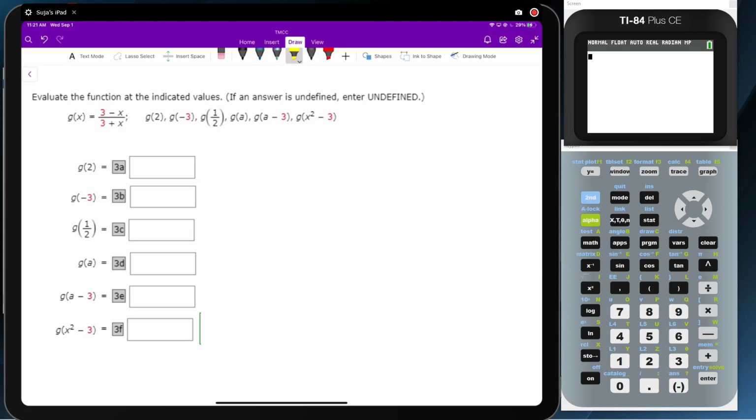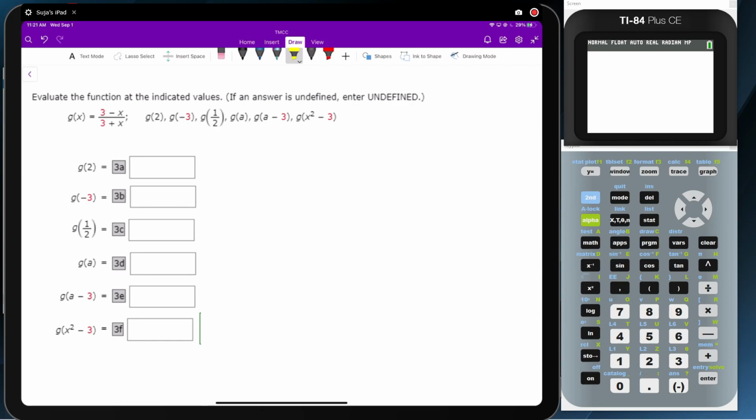This example is more like an algebraic work. You're asked to evaluate the function, and the values for x are given as numbers, in some cases variables like a, and also polynomial expressions. Okay, so I'll do this.